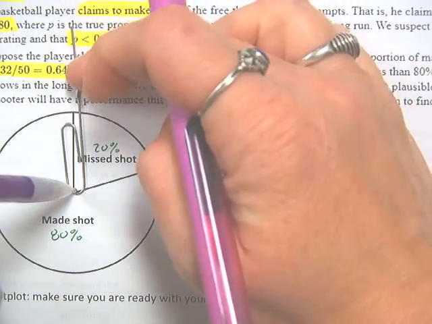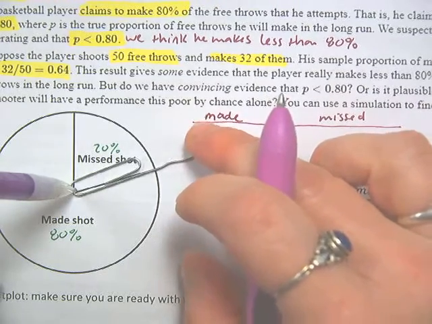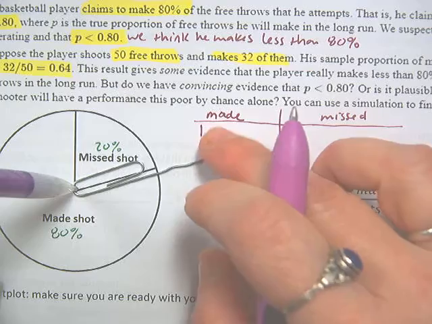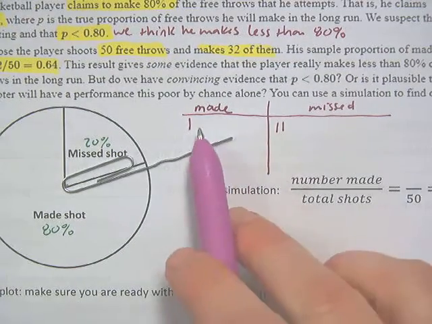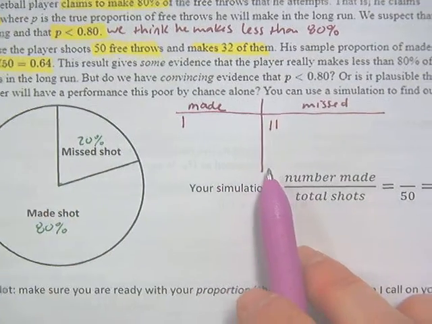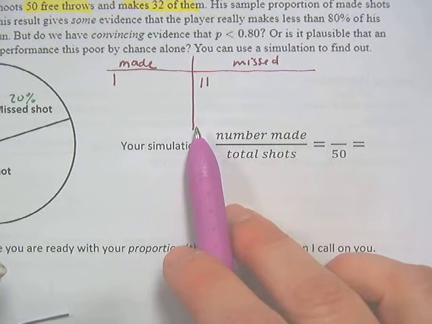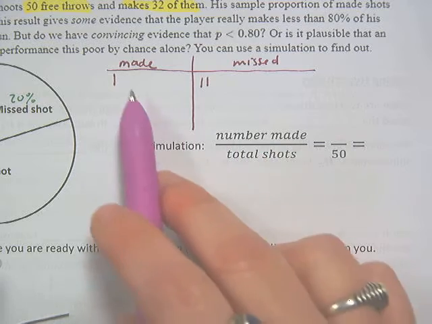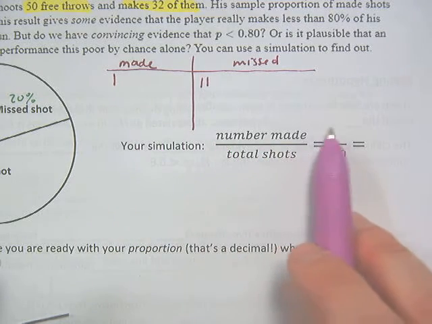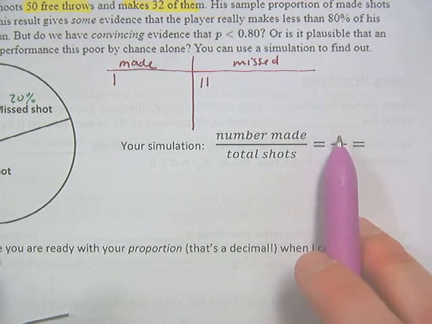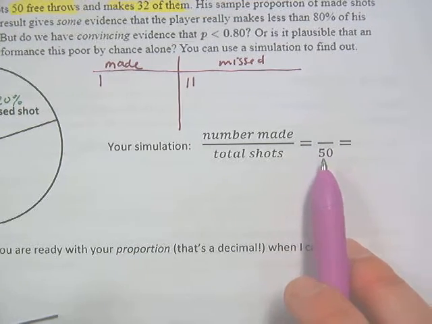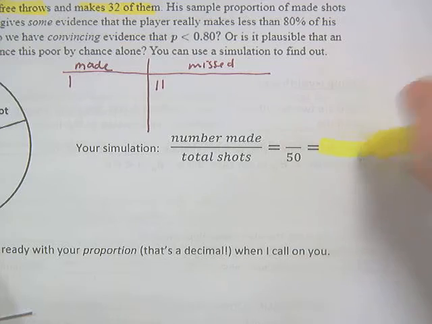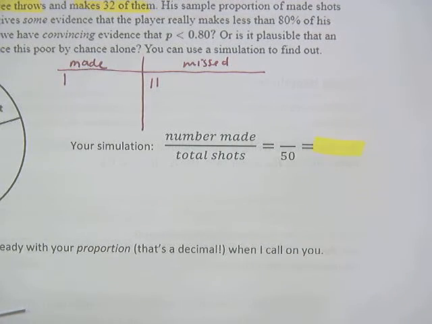If you happen to land exactly on a line, you make the decision of where you want it to go. Very rarely will that happen, but it's up to you to decide that. You're going to do this until you have 50 tally marks. Listen to what I'm telling you now. Then however many shots you made, you're going to put that on top of this fraction. You're going to divide by 50 because you're finding the proportion or decimal value of the shots that you made in your simulation.